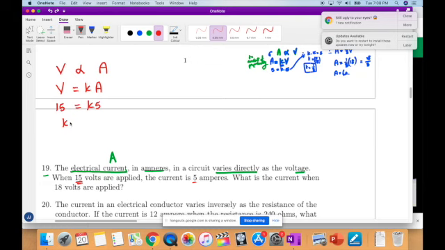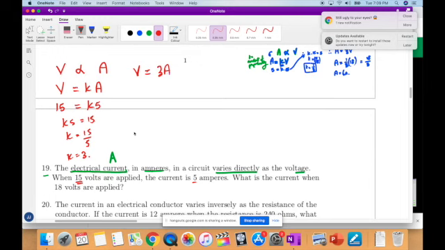Let me write it the other way. 5K is equal to 15. Therefore, K is equal to 15 divided by 5. So now you get K is equal to 3, right? Let me show you how it would make a difference. So therefore, V now is equal to 3A, which makes sense. V is 3A and A is a third V, right?